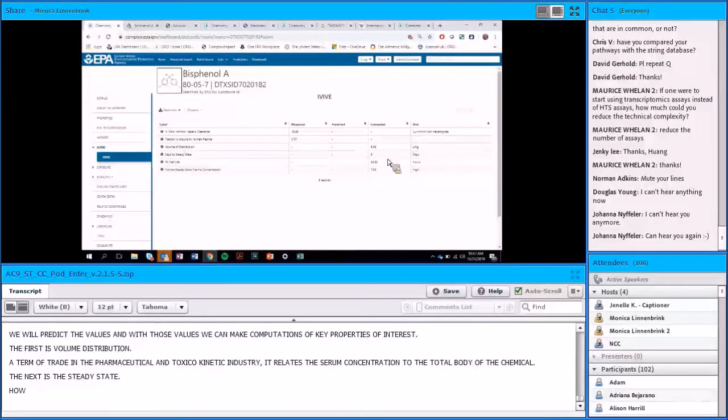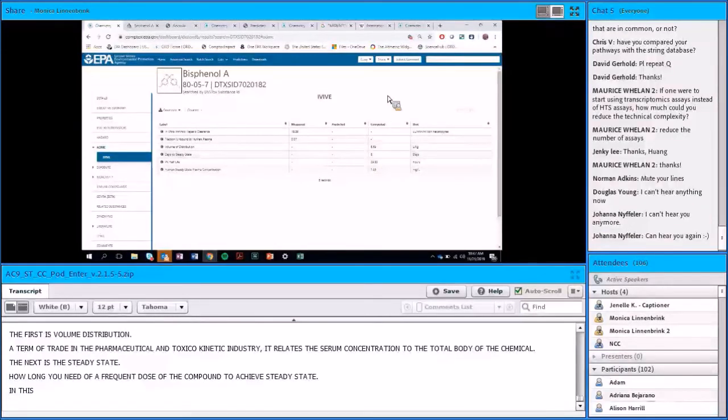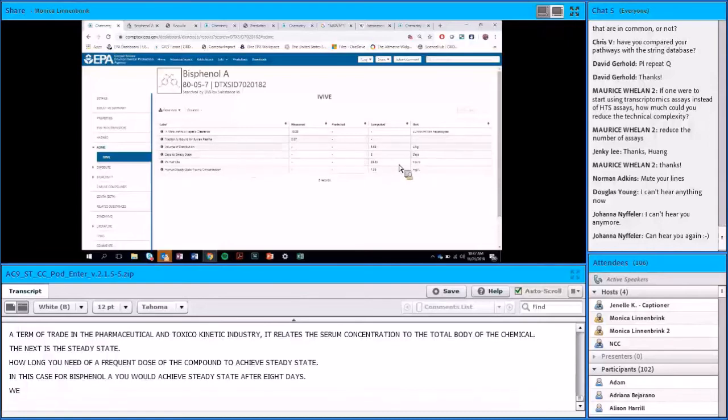The next is the days to steady state. So this is how long you would need of a frequent dose of the compound to achieve steady state. In this case, for bisphenol A, you would achieve steady state after 8 days. It's a relatively rapidly cleared compound.